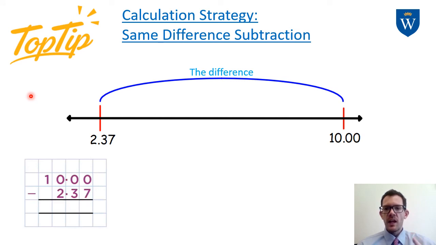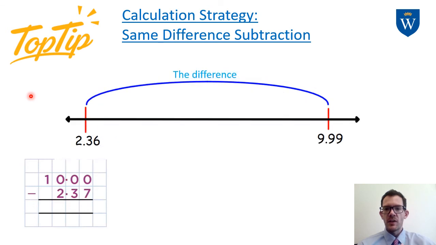So 10.00 is going to become 9.99 by taking 1/100th off. And I'm going to do exactly the same to 2.37. I'm going to take 1/100th off there and make that 2.36. Now the difference in these numbers will be exactly the same.